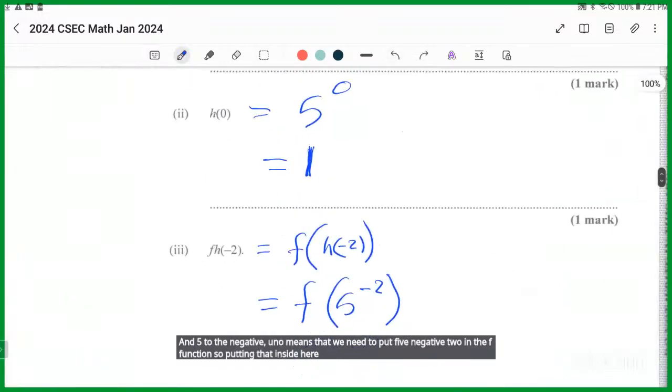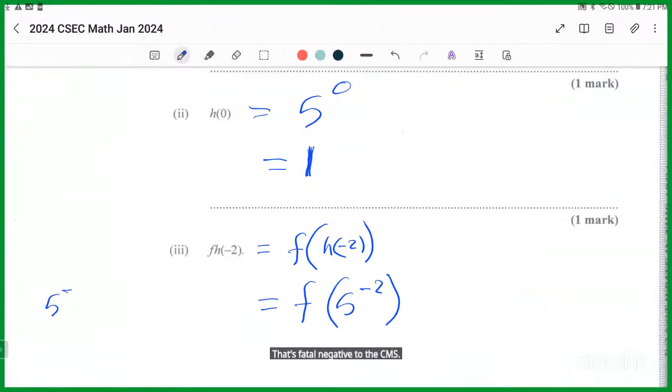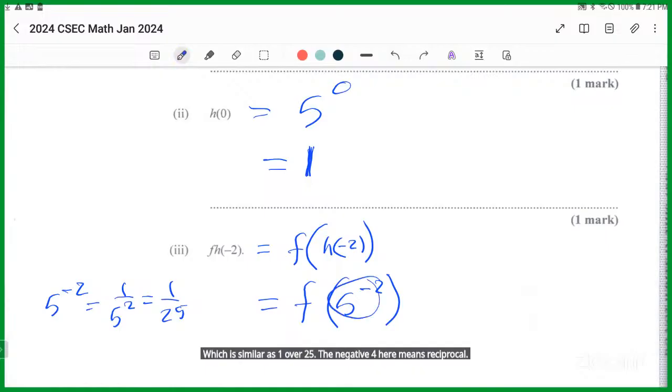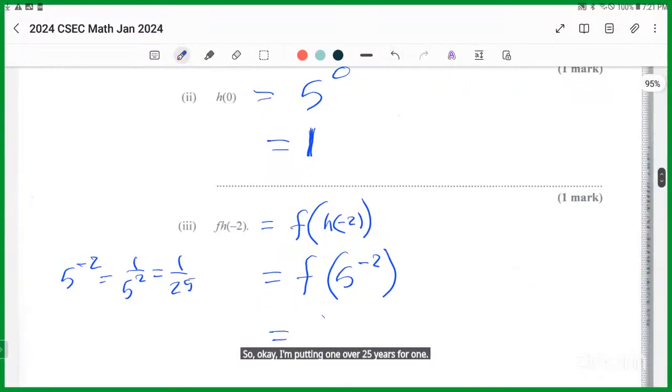Now we can simplify 5 to the negative 2, but we don't need to do it. Because 5 to the negative 2 is the same as 1 over 5 squared, which is the same as 1 over 25. The negative power here means reciprocal. So we can put 1 over 25 here if we want. Put this then as f of 1 over 25. We don't have to do it, but we can do it. All right, so that's 1 over 25.